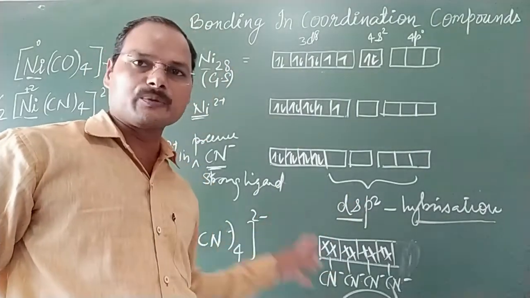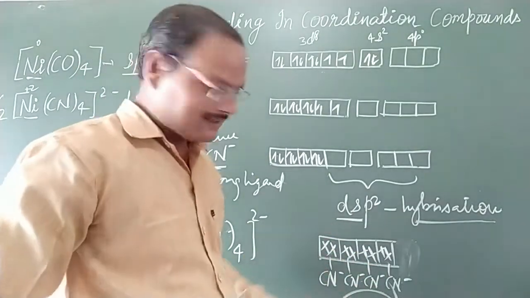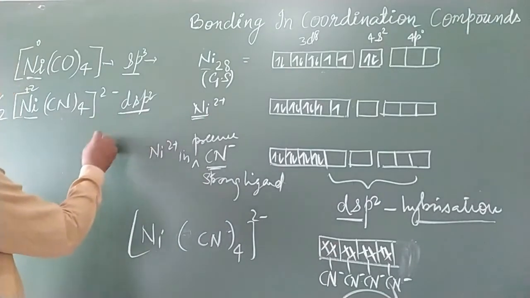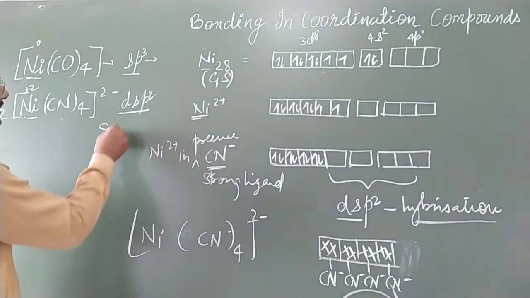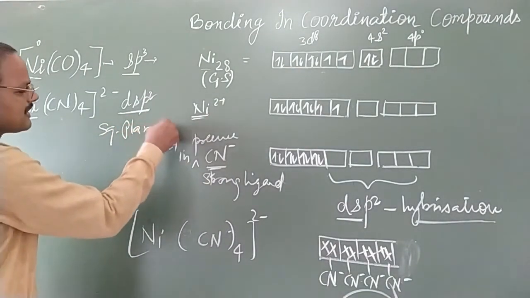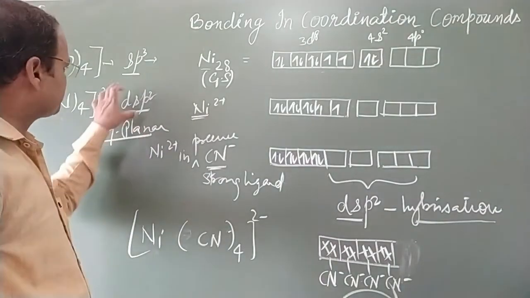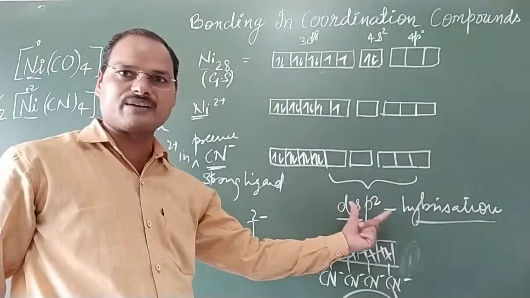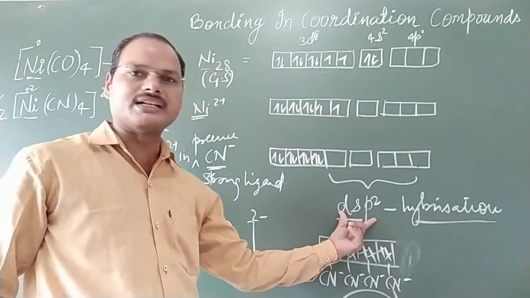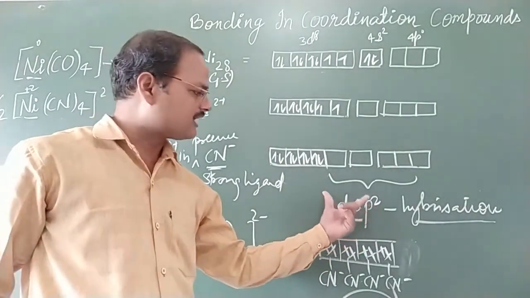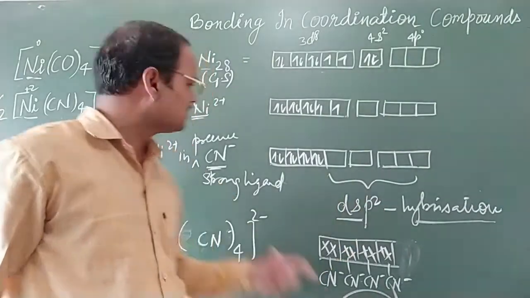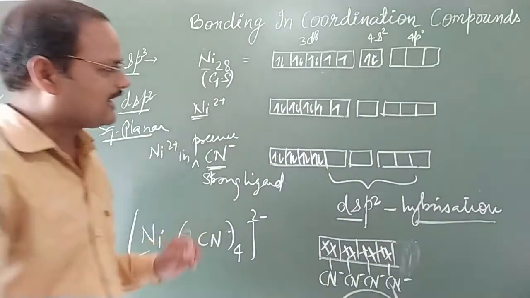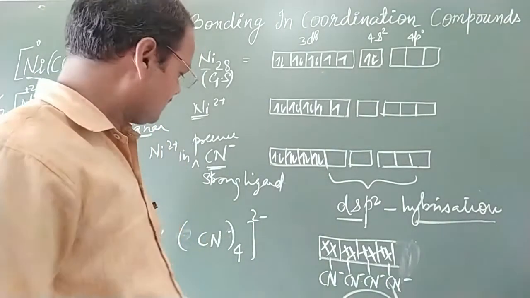dsp2 orbitals. In this way, when this type of hybridization is there, it will be square planar. We must learn this concept. If this type of orbitals take part, there is a formation of equal orbitals, the hybridization will be dsp2, and if hybridization is dsp2, the geometry or structure will be square planar. So I am writing here this structure.